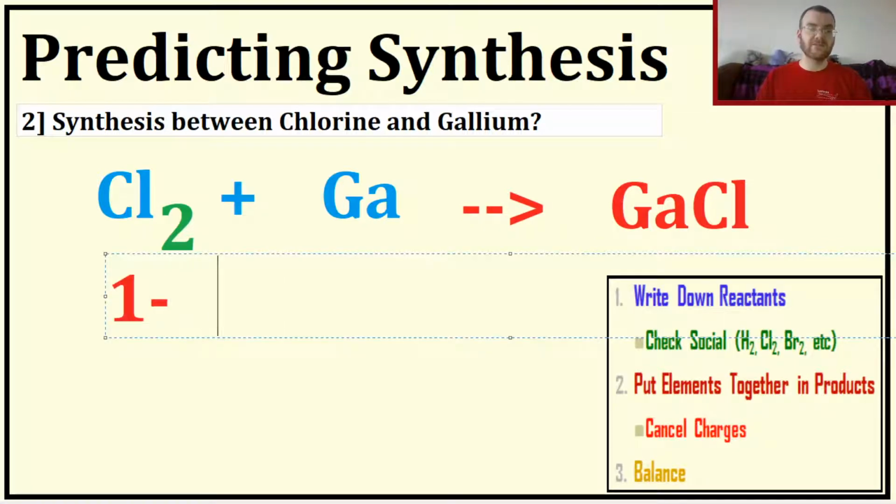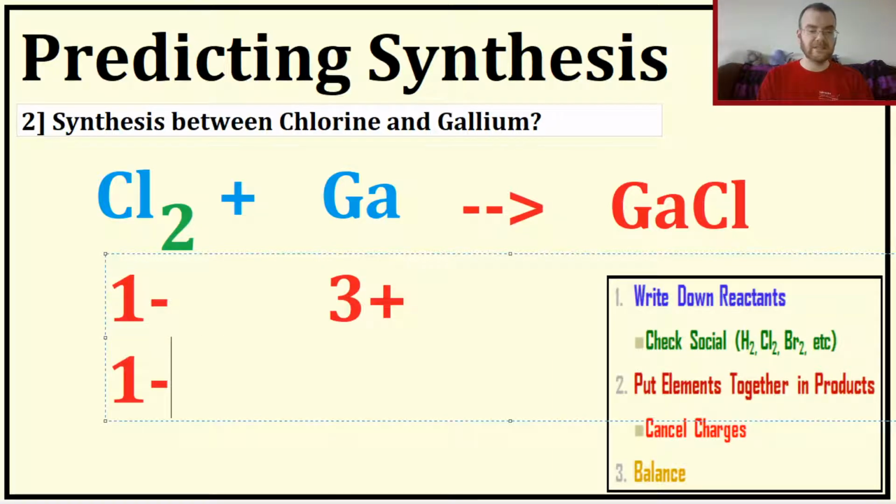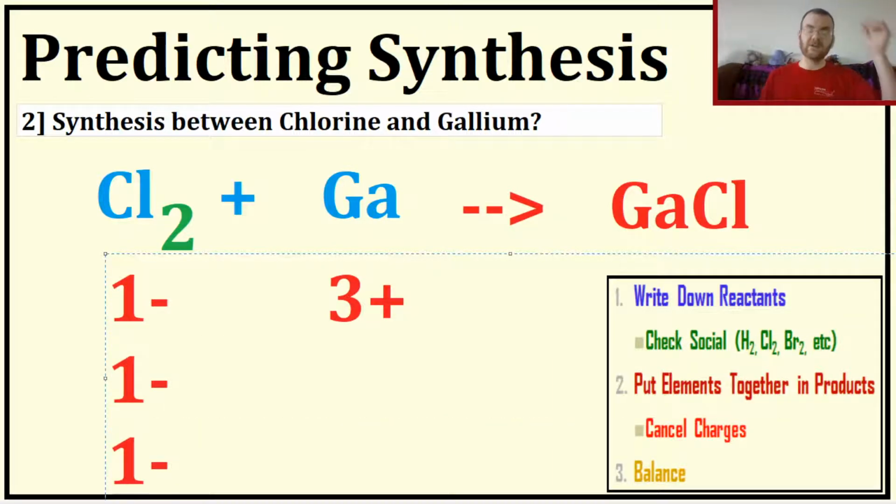Chlorine is a -1 charge, whereas gallium is a 3 positive charge. This means I'm going to need 3 chlorines. Now don't get confused. It's only going to be 3 chlorines, not 6. Even though there is a 2 there, that's not going to be what does it. What does it is just the element itself. So we have got 3 chlorines to 1 gallium.